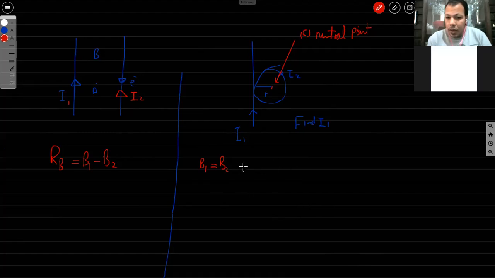So for B1, it is mu I1 over 2 pi r, while B2 is equal to mu I2 over 2 r. We will cancel the mu with mu, and 2r with 2r. So I1 over pi will equal I2. So I1 will equal I2 times pi.